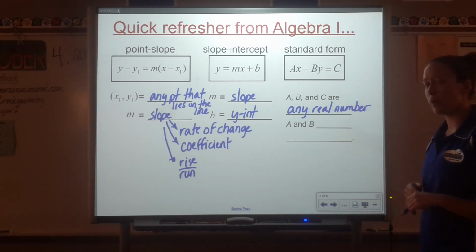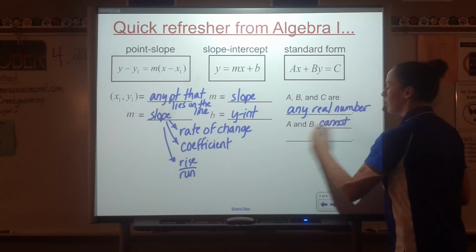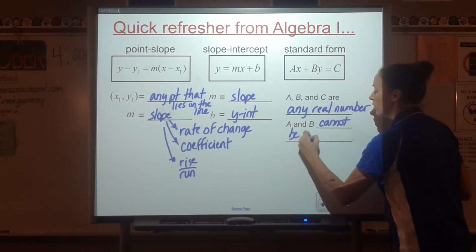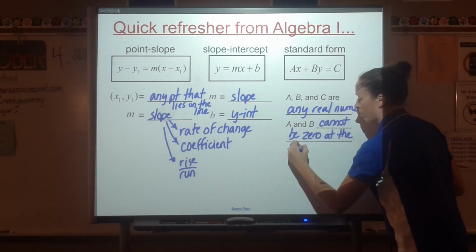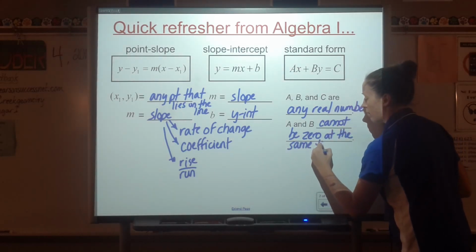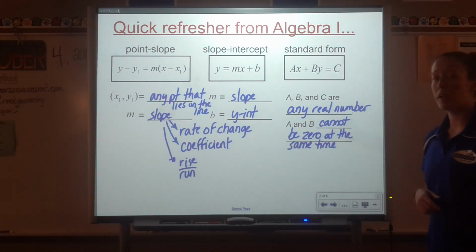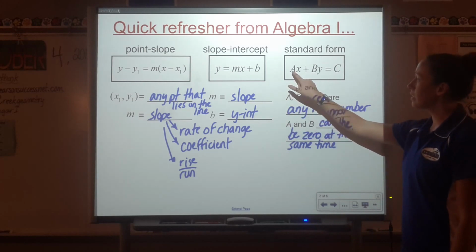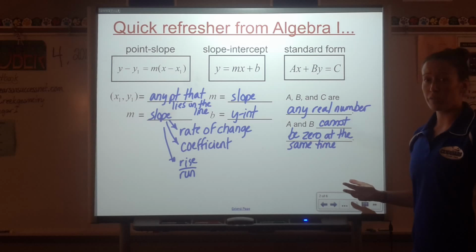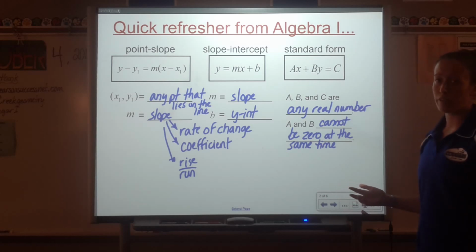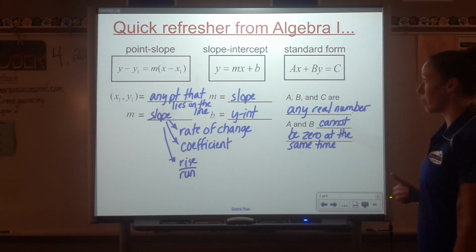There is a restriction, however. A and b cannot be 0 at the same time. The reason for that being, if you had 0 times x and 0 times y, that would simplify eliminating the entire left side of your equation, resulting in 0 equals c, which may be true or may be false.